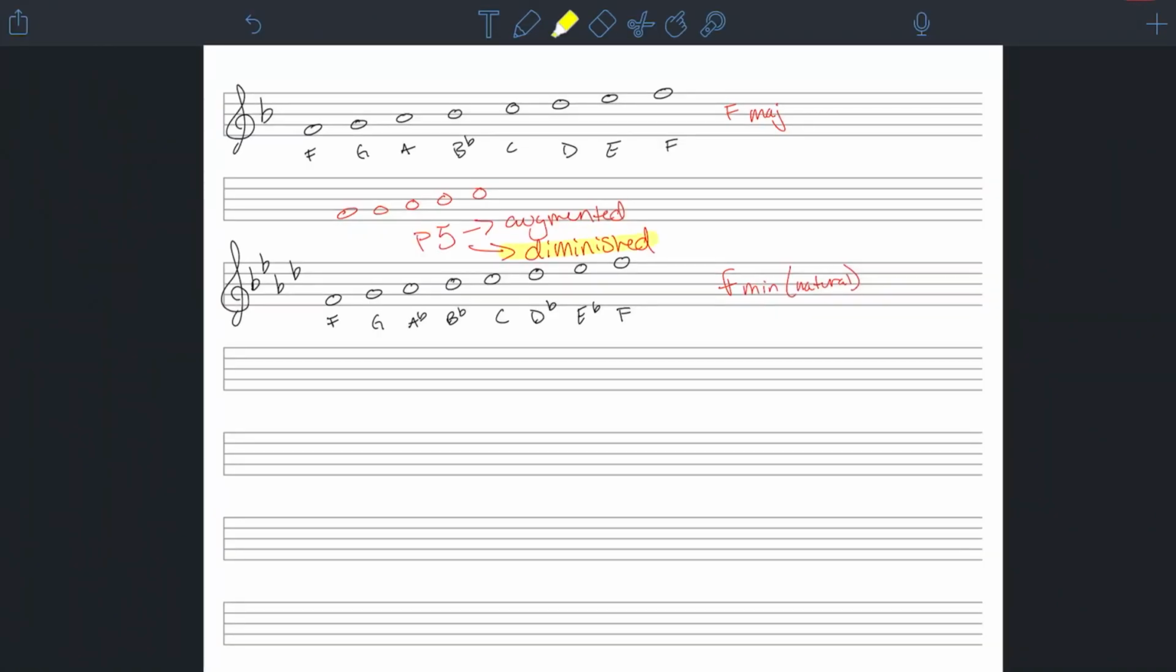Now, fifths can be perfect, augmented, or diminished, but they're most likely, again, to be perfect or diminished. So we have to lower it by a half step to make it diminished. So we have to make a C flat.